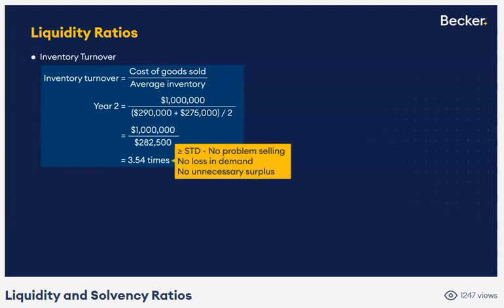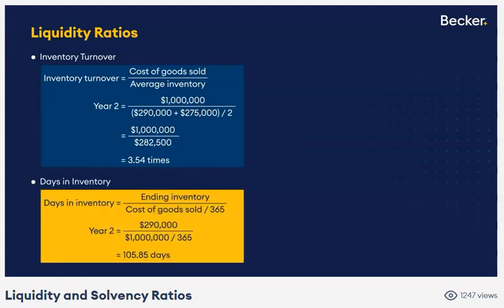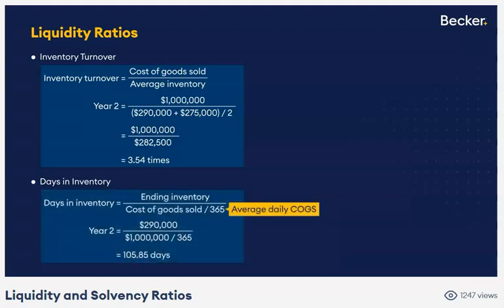If it's greater than or equal to the standard, we've got no problem selling. No loss in demand, no unnecessary surplus, that's good. Now, the higher your turnover, the more quickly you're going to sell it. How do we turn that into days? Your numerator's ending inventory divided by, again, average daily, but this is average daily cost of goods sold, not average daily sales. Take your cost of goods sold divided by 365.